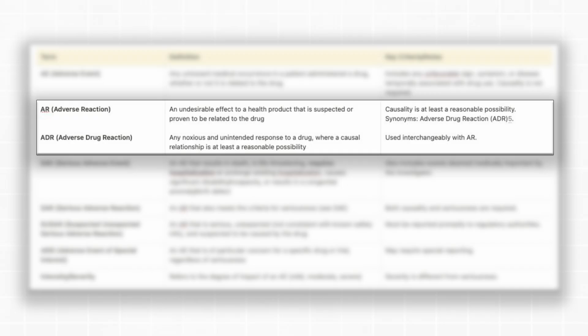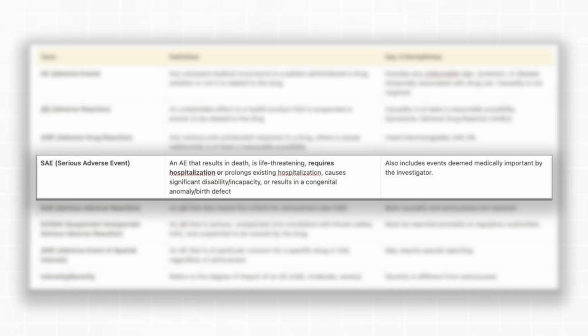Serious adverse events, or SAEs. These are the big events, things like life-threatening situations, needing to go to the hospital, lasting disability, birth defects, or death. Basically, anything that's a major threat to health. Importantly, an SAE does not require a causal relationship with the drug or investigational product. It simply needs to meet the seriousness criteria, regardless of the cause.